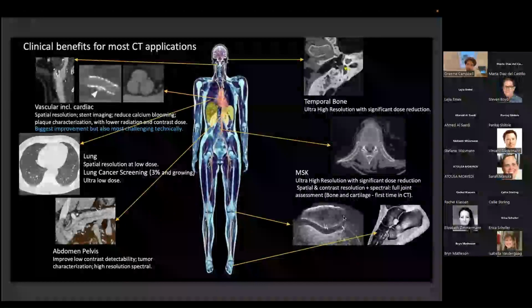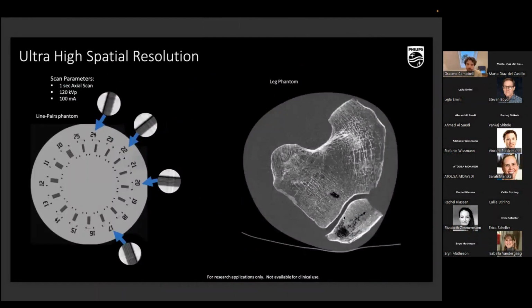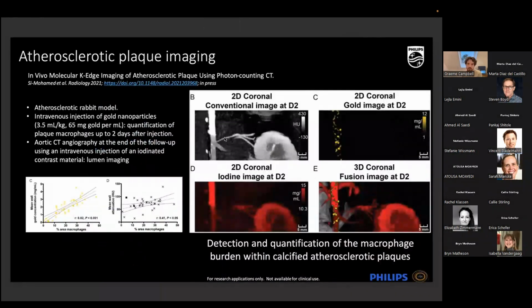We see some evidence qualitatively of this, and there's a lot to be done to learn really where the advantages of this are. But of course, as I mentioned, very, very high spatial resolution, and you can see that qualitatively here. And as well as the K-edge.